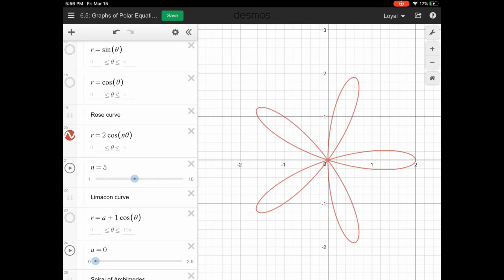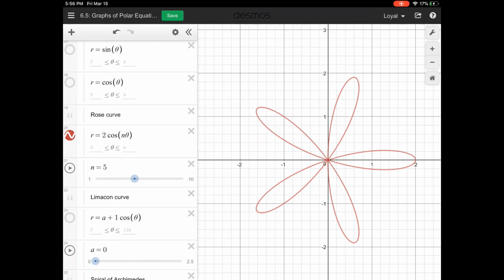Again, mess with it. Maybe see what happens if you try to put in like 0.5 and just play around with it and see what happens. So that's what a rose curve is. You also notice, if you're astute, you might realize, hey, this doesn't even look like a rose. It looks more like a daisy. Yeah, well, it does. It's just what they named it.